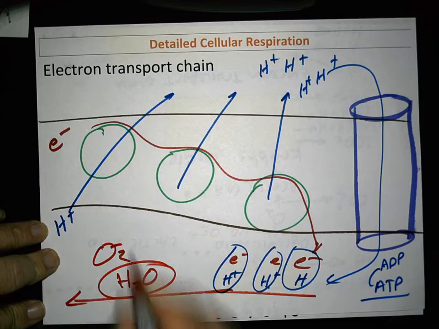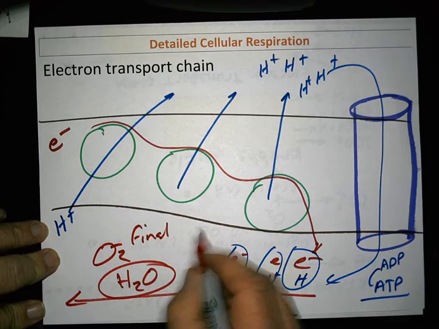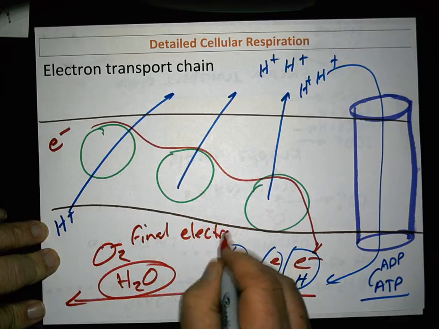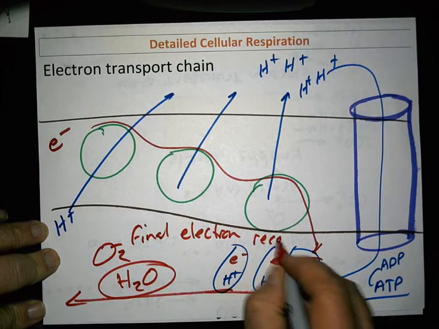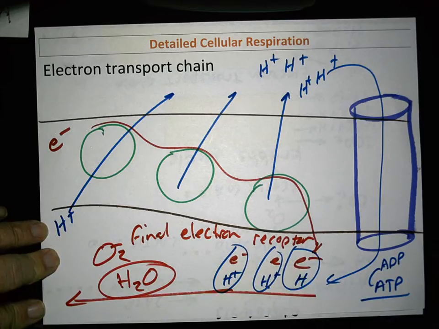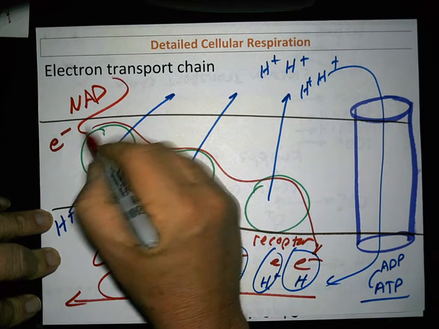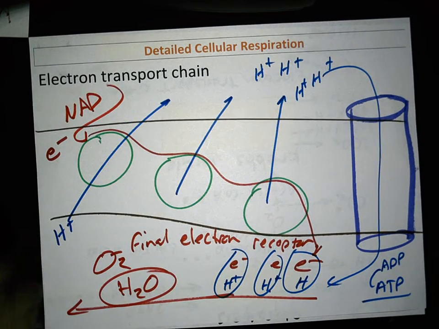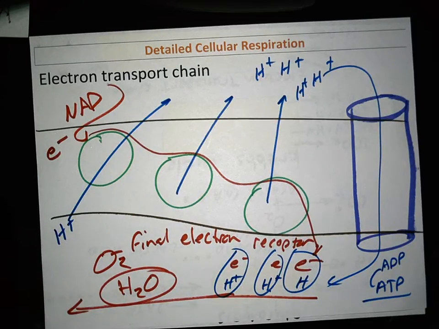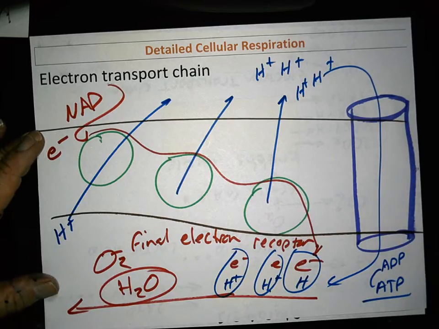That's because oxygen is called the final electron receptor. The first electron receptor, remember, was NAD. It received electrons and transferred them down to the electron transport chain. Thus, if we can't get oxygen, we cannot clear out the hydrogens here. We lose the gradient, and this process stops working.